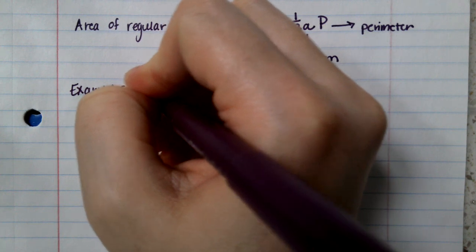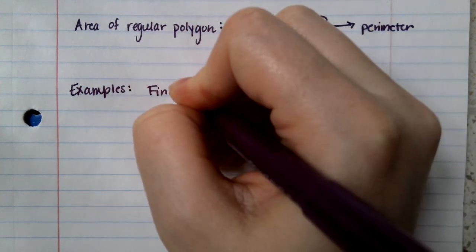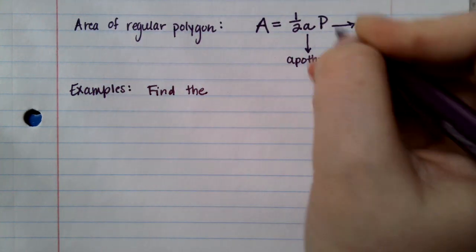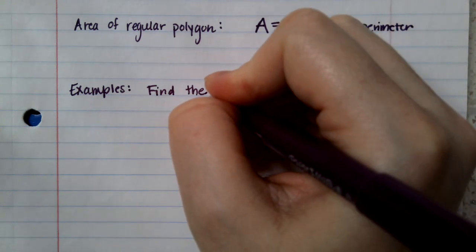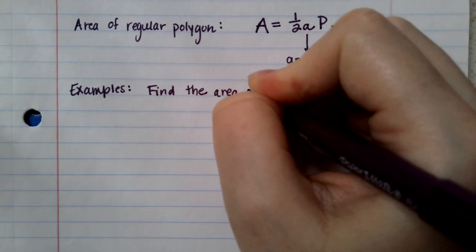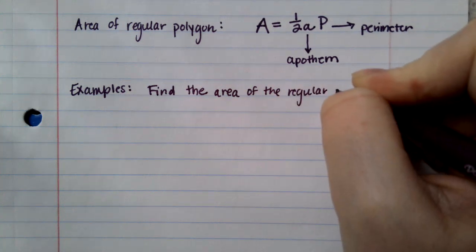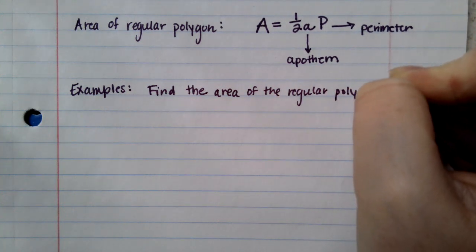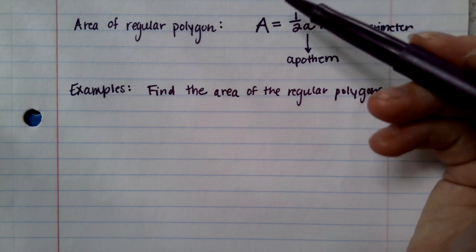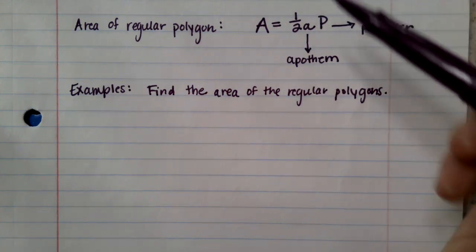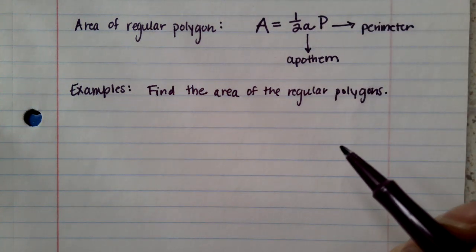So for both of our examples, it's going to tell you in the directions that it's a regular polygon because you can only use this formula if it's regular. So it's going to say something like find the area of the regular polygons. If it doesn't tell you it's regular or show you in the picture that they have equal sides or equal angles, then you can't use that formula.